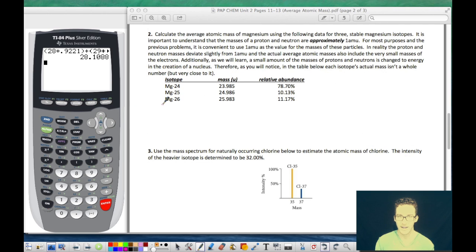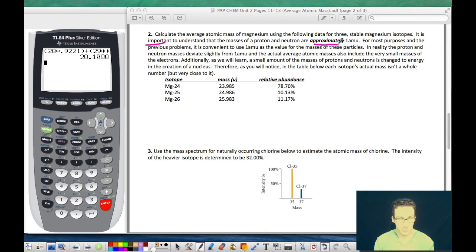Feeling good. All right, as you take a look at practice problem number 2, we're asked to calculate the average atomic mass of magnesium using the following data for 3 stable magnesium isotopes. It looks really intense, but it's the same formula. We just have to recognize that it's important to understand the masses of a proton and neutron are approximately 1 AMU. So for most purposes, like the previous problem we just did, it's really convenient just to use 1 AMU and then these whole number mass values.